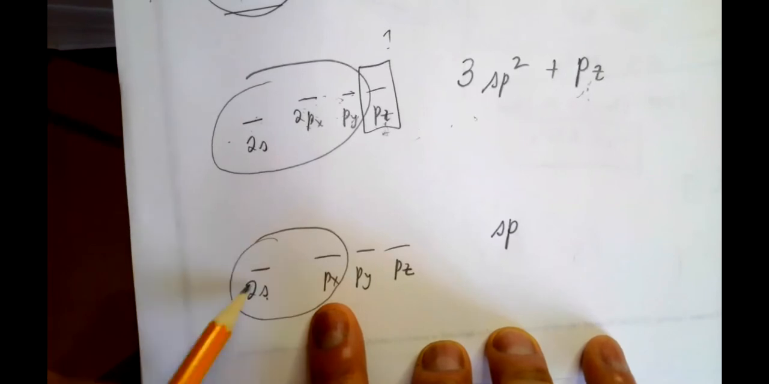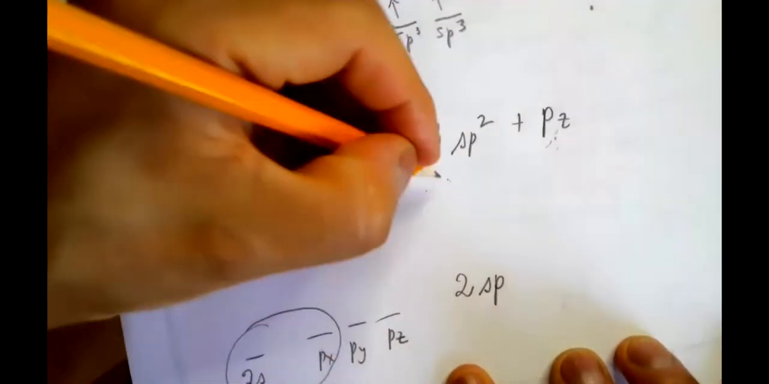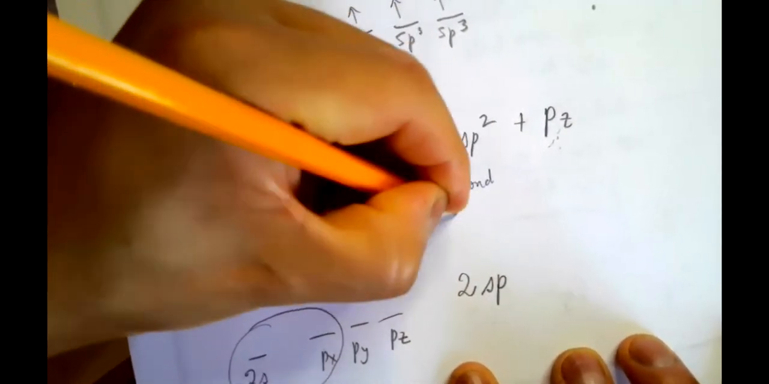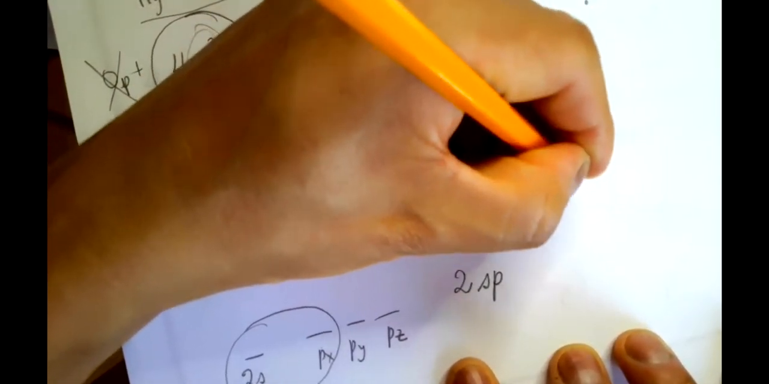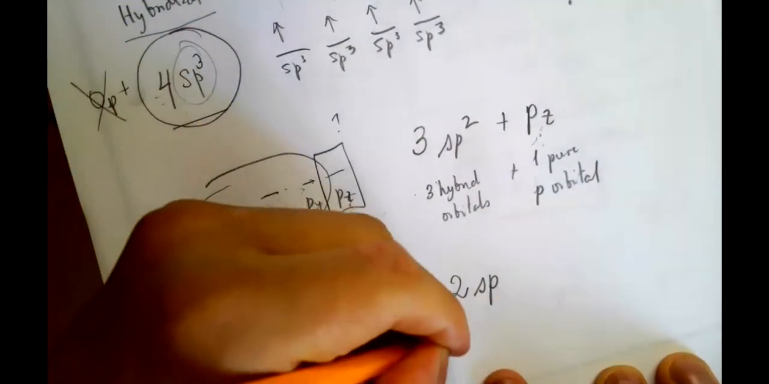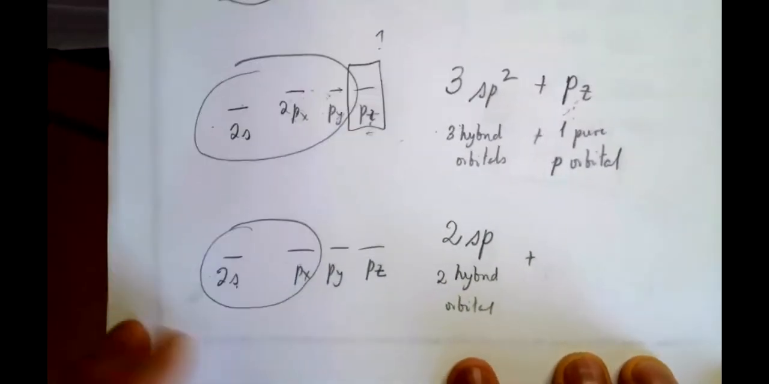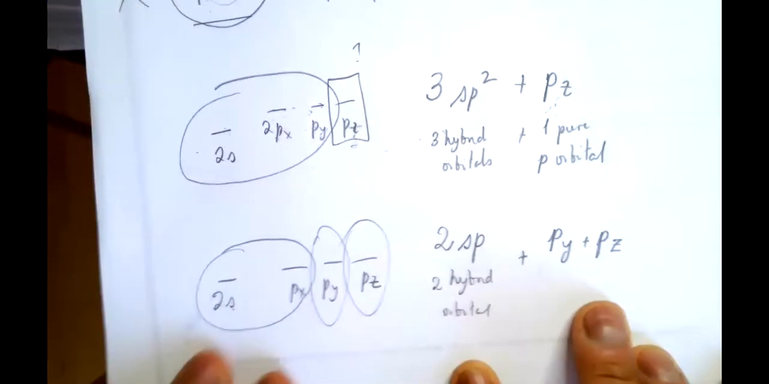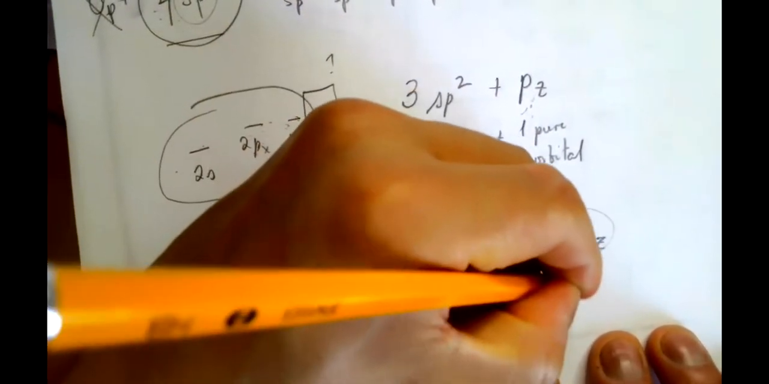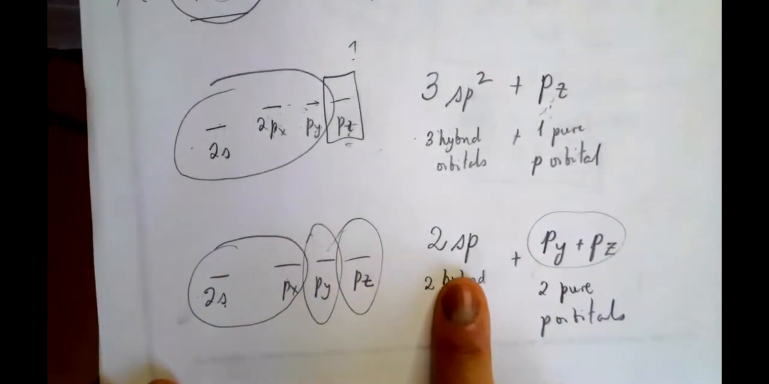How many atomic orbitals are we mixing? We're mixing 2 atomic orbitals. Therefore, you're also going to get 2 hybrid orbitals. So this is 3 hybrid orbitals and 1 pure p orbital. Here, I get 2 hybrid orbitals. And how many pure p orbitals? Well, this one I didn't touch, this one I didn't touch. Then I will get py and pz. I get these 2 pure p orbitals. That's what happens in the sp hybridization.